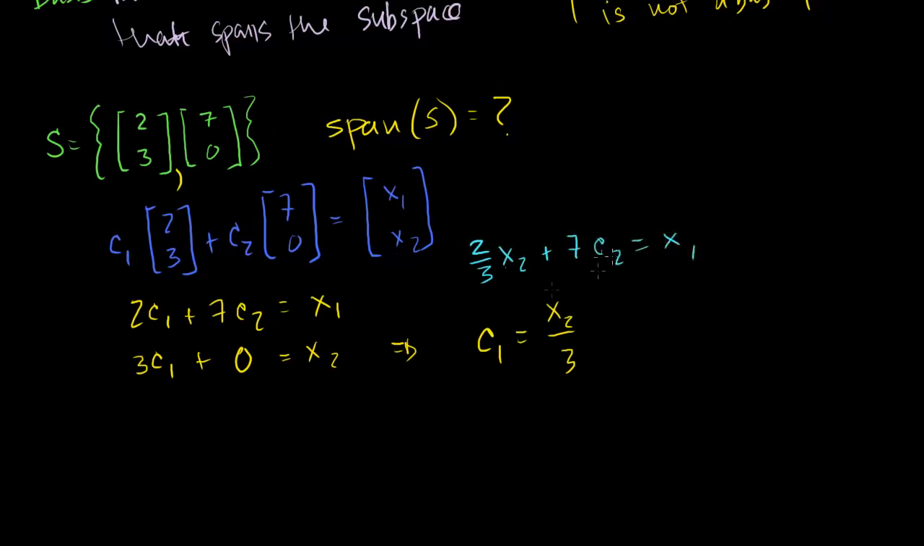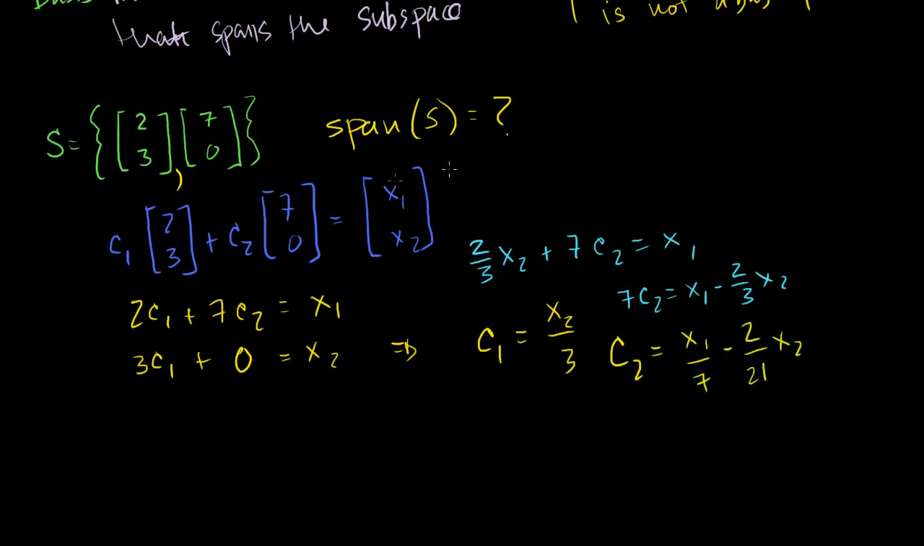And then what can we do? We can subtract the 2/3 x2 from both sides. So we get 7c2 is equal to x1 minus 2/3 x2. Divide both sides of this by 7, and you get c2 is equal to x1 over 7 minus 2 over 21 x2.